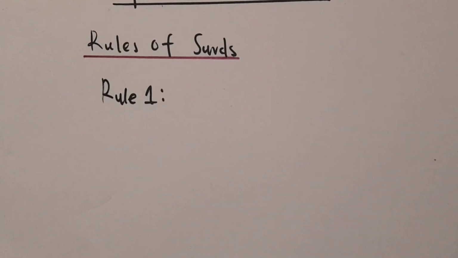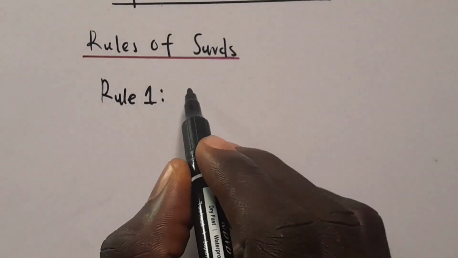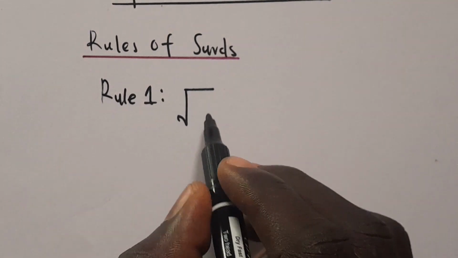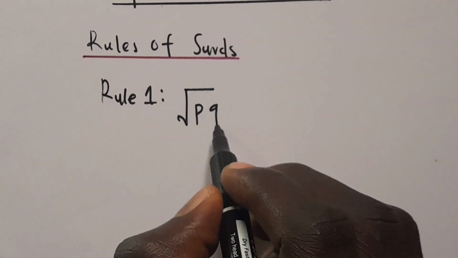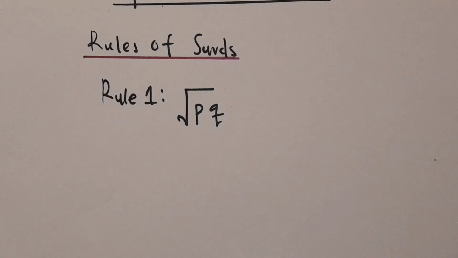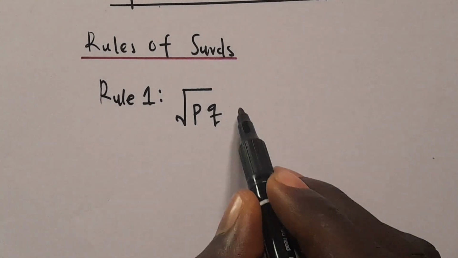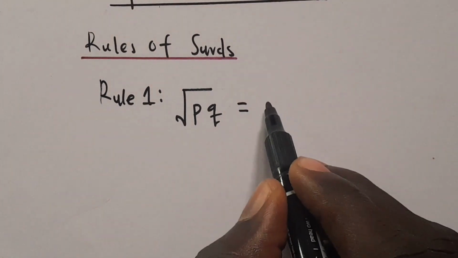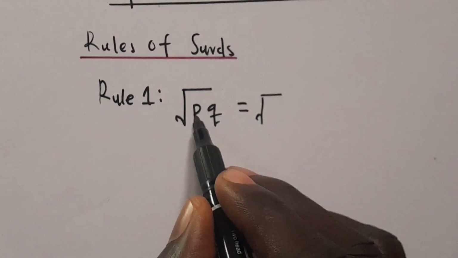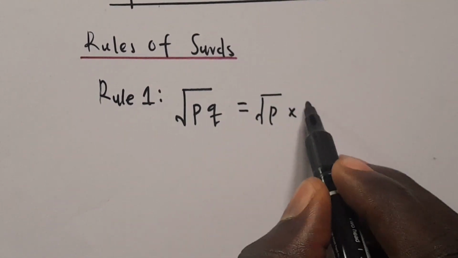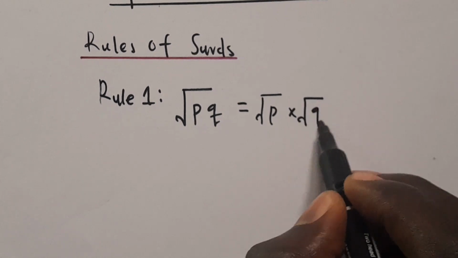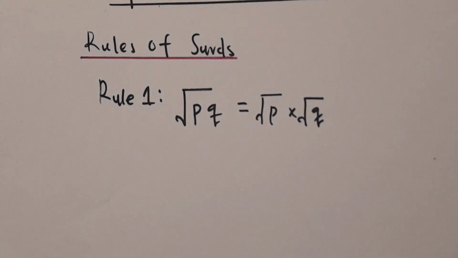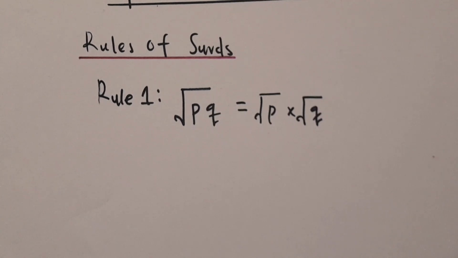So let's say we have rule 1. The rule 1 says that when you have square root of p multiplied by q, this can be expressed as square root of p multiplied by square root of q.